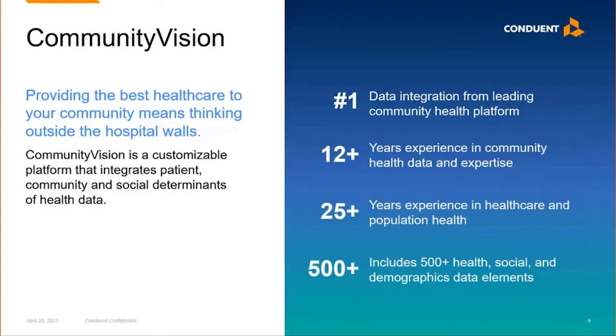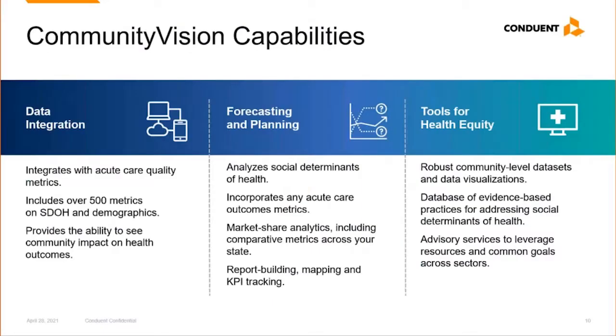So what capabilities does CommunityVision really support? Well, we talked about that data integration, acute care quality metrics, those 500 plus metrics, the ability to see the impact of that community on your health outcomes that you're being penalized for. But that's not all. It also lets you analyze those social determinants of health, incorporating that acute care data, and analyzing your market. Where can you build your market? Where can you grow and be profitable? How do you look at this visually while still tracking those key performance metrics?